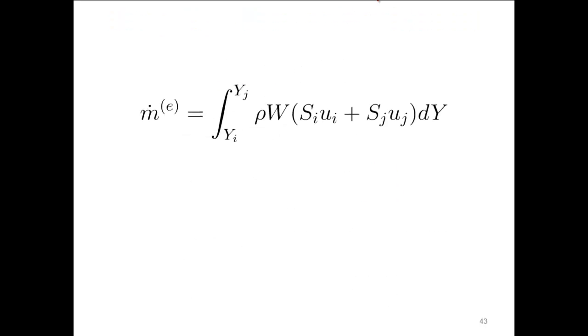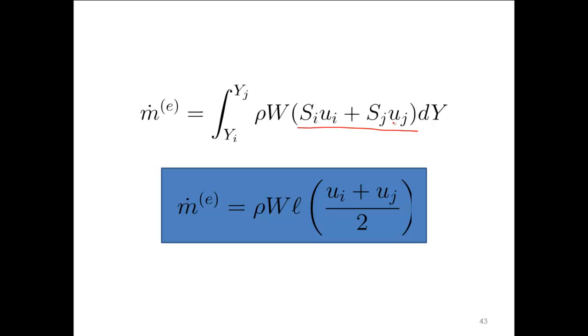Looking at how we substitute in for our velocity, we have our shape function form. We're using linear elements, so it's the shape function for node i times the velocity at node i, plus the shape function for node j times the velocity at node j. If we substitute those in and do the integration, we come up with just the average. That makes sense because we have linear elements. It's the average of the velocity at either end of the element, times rho, times the width out of the page, times the length. That gives us the mass flow rate. Hopefully that makes sense for that calculation.